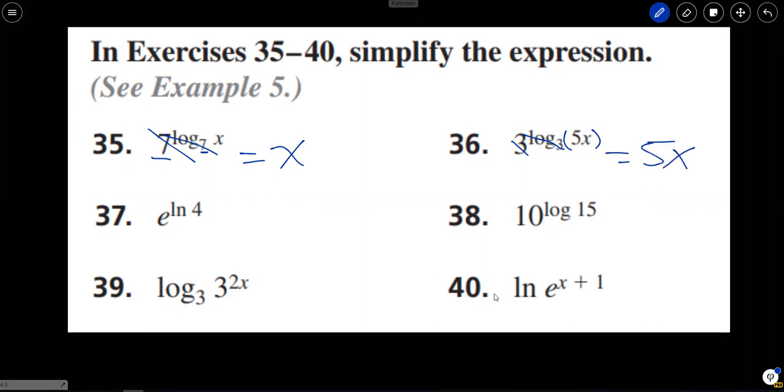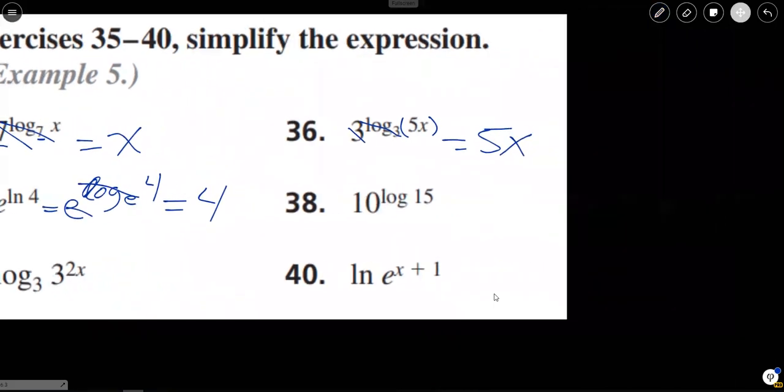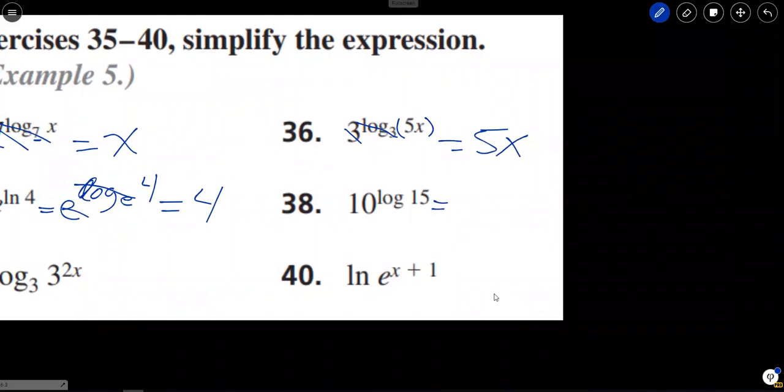e to the natural log of 4. Let's do some rewriting. This is equivalent to e to the log base e, because the natural log is base e, of 4. Well, now I can cancel, right? I know they're the same base. You don't have to rewrite it, but just to illustrate what's going on. 38 is very similar as well. 10 to the log of 15. That's a common log. If there's no number listed, well, that's just saying the same thing as 10 to the log base 10 of the number 15. These all cancel and I get 15 at the end.